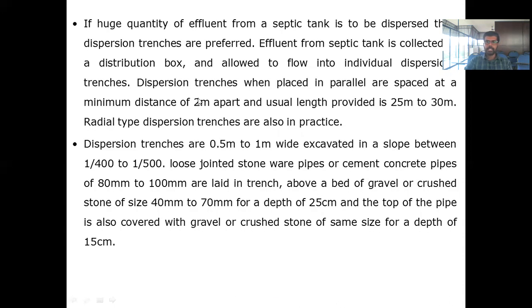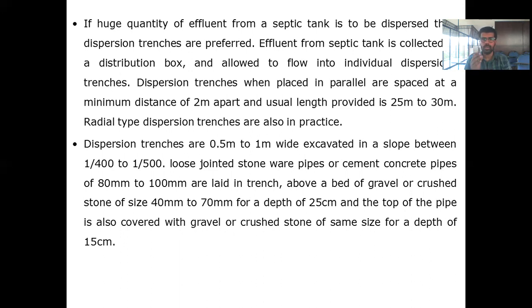So the dispersion trenches, when placed in parallel, are spaced at a minimum distance of 2 meter apart, and the usual length provided is 25 to 30 meter. So when you are making dispersion trenches, the usual length is 30 meter, and there should be at least 2 meter space between two trenches.